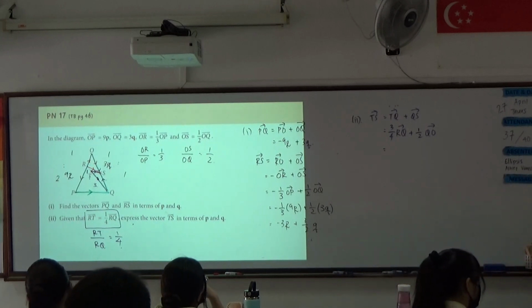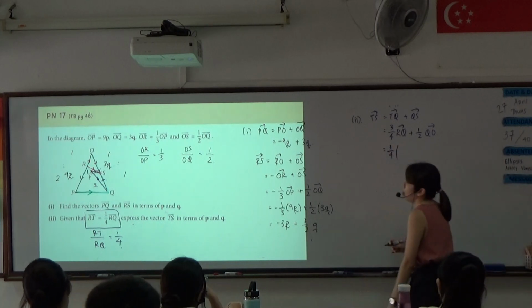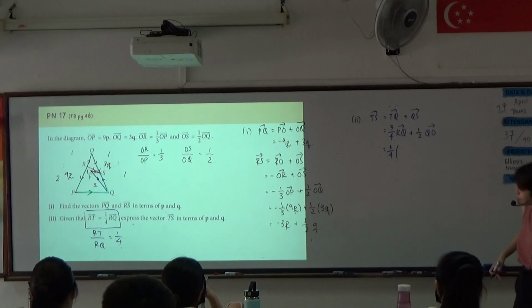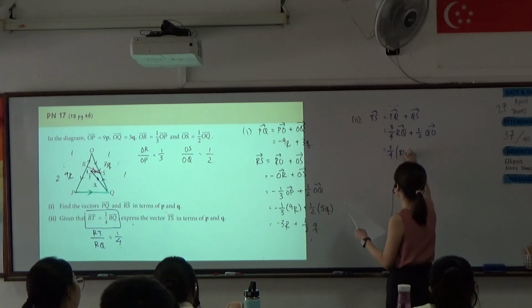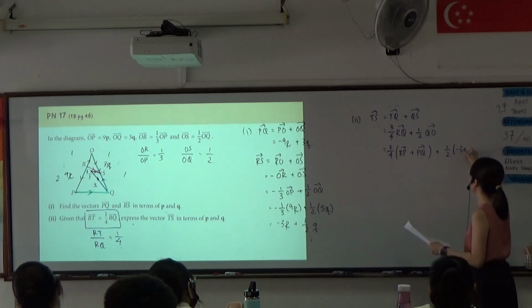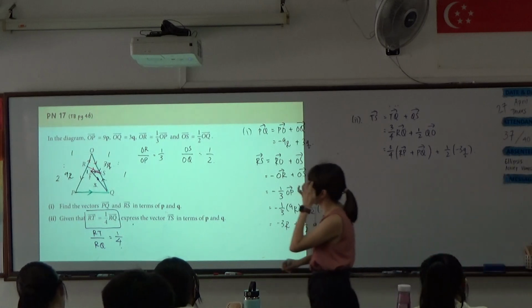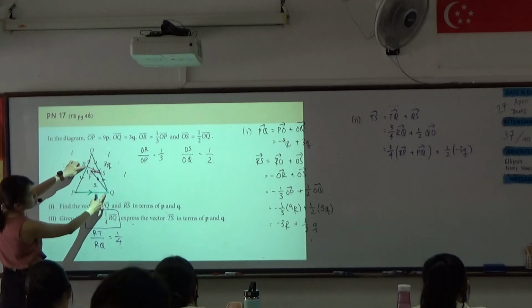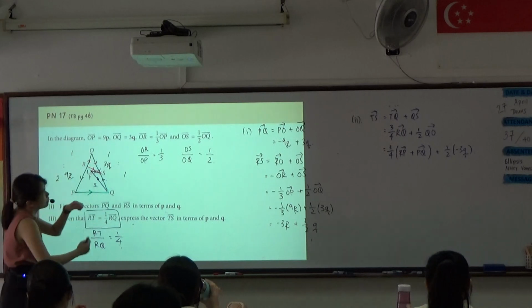Then we need to go and find out what is RQ and QO, because we don't have RQ and QO already. So to find out what is RQ, you may consider having RP plus PQ. And then after that for QO, that will be the negative of OQ, so therefore negative 3P. So RQ will be RP plus PQ.